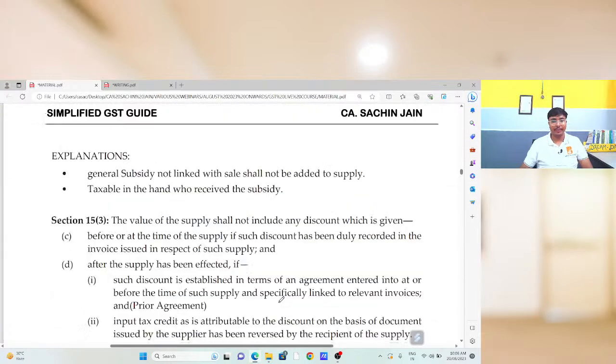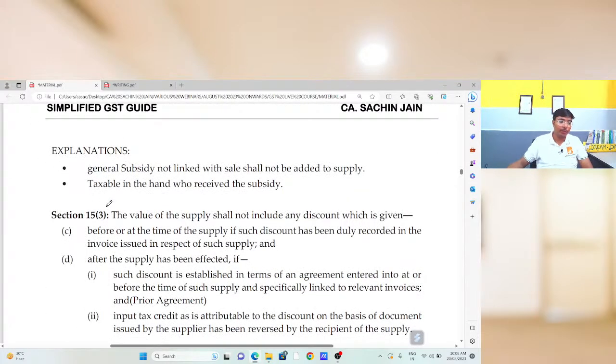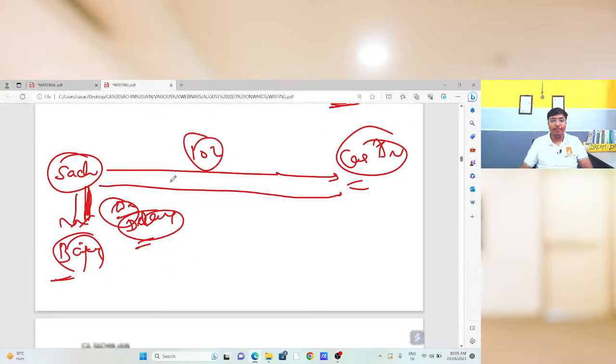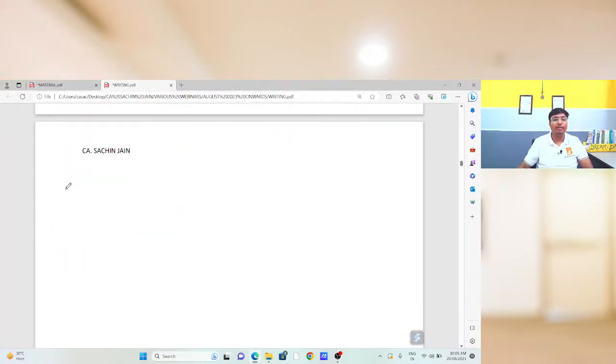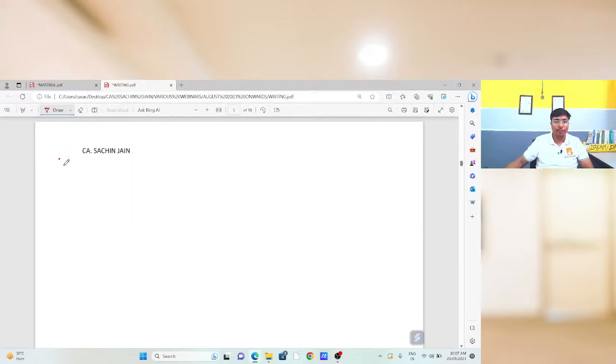Okay, so the next point, section number 15, subsection 3, we are going to take regarding discount. So the interest related point is okay, and for deciding the value of supply, your transaction value will be the value of supply if there is no relation between the recipient and the supplier, and the price is the sole consideration. All the things which we need to add in our value of supply, we had already covered. Now, section number 15, subsection 3 talks about the terms of discount. We are going to discuss that also.